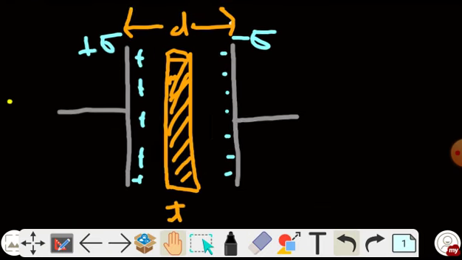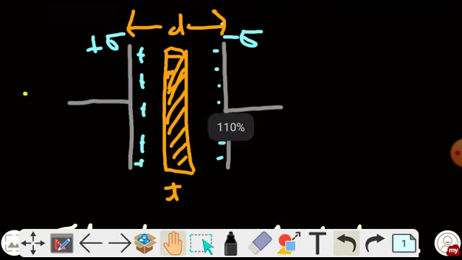So this is our capacitor. The separation between the plates is d, the plate area is A, again the same terminology, and the thickness of the dielectric is t. You can clearly see from the diagram our dielectric is only within this small thickness t, in this small region.